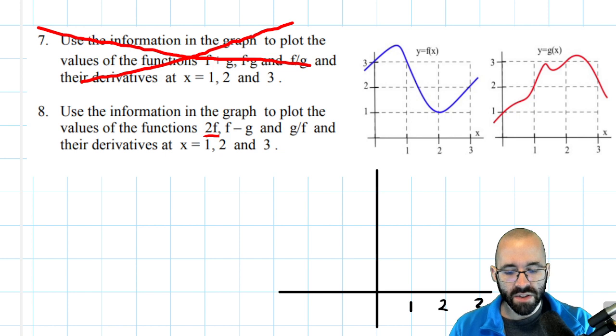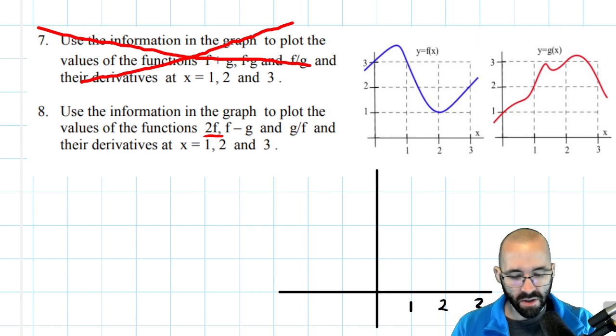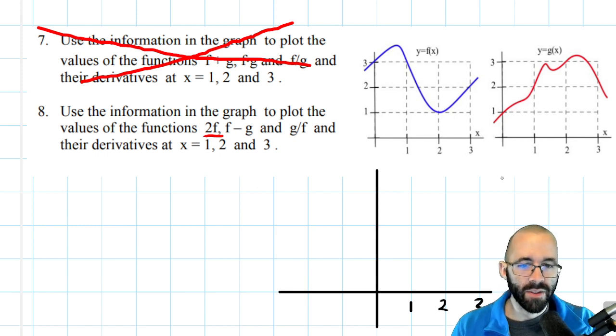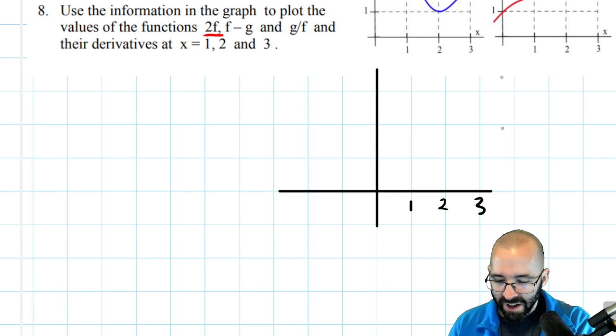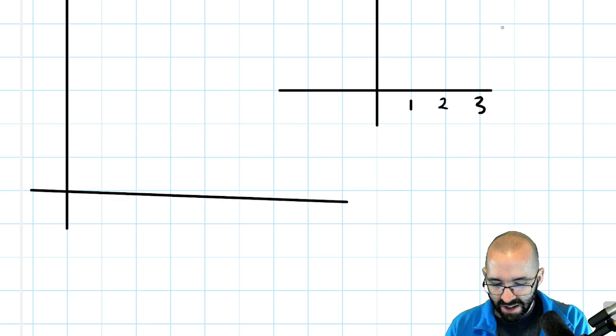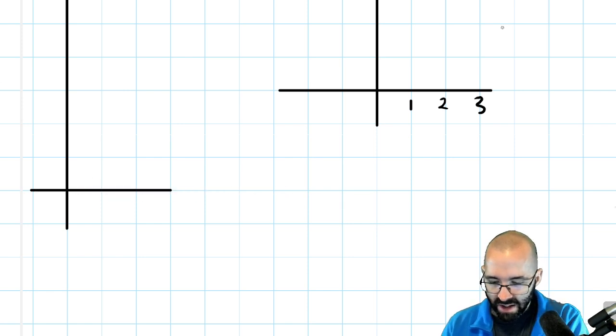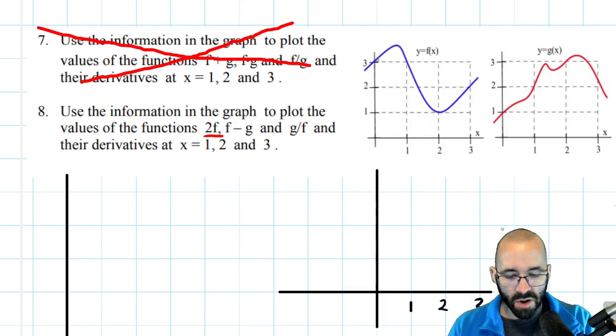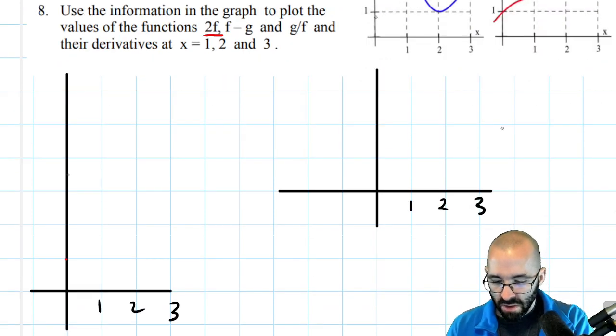So we know that 2f is just going to be double f. So if f is over here, it goes up to like 4 or something. We need to go up to double that. All right, we don't have room for that here. Let's do 2f over here. We get 1, 2, 3. We know 2f is just going to be double f. So if f is 3, 2f will be 6 here. 1, 2, 3, 4, 5, 6. This is where 2f is.